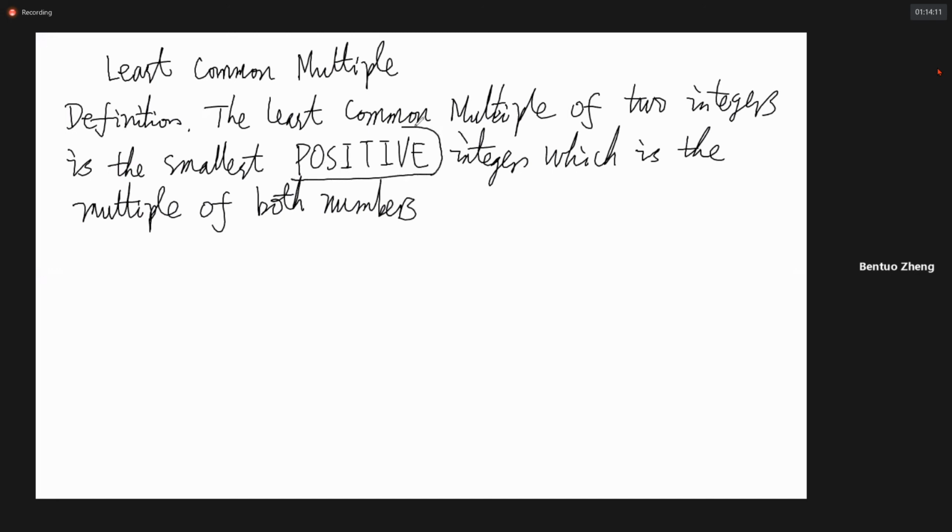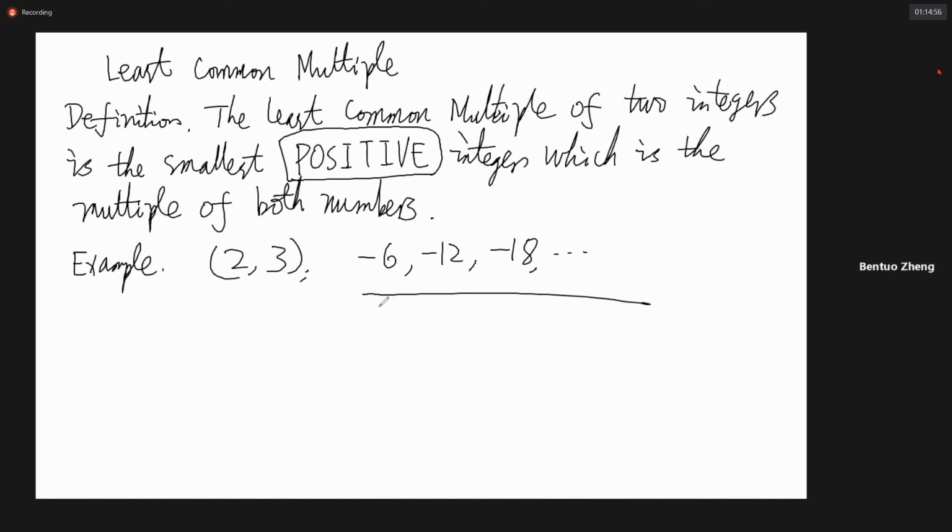Here, this is important. When you talk about least common multiple, you always mean in the set of positive multiples. The reason is, if you look at an example, say 2 and 3, you can always say -6, -12, -18, and those are also multiples of 2 and 3. There's no smallest such number. So when you talk about least common multiple, you always restrict to positive multiples. For 2 and 3, the positive multiples are 6, 12, 18, and the least common multiple is 6.